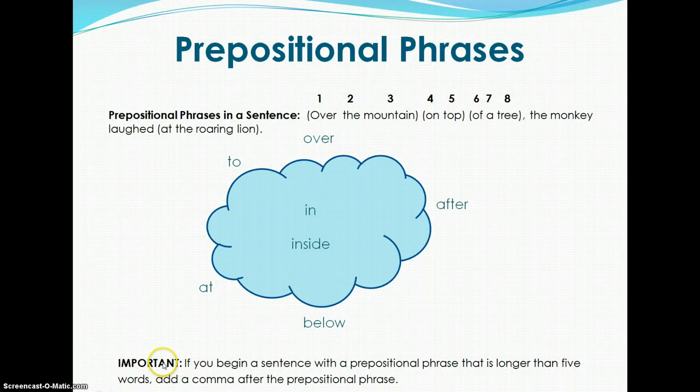I want you to pay attention to this sentence, because if you begin a sentence with a prepositional phrase that is longer than 5 words, and in this case we have a few prepositional phrases here, and it's 1, 2, 3, 4, 5, 6, 7, 8 words. Whenever the prepositional phrase begins a sentence and is longer than 5 words, you have to add a comma. If it's less than 5 words, then you as a writer choose whether you want to add a comma.